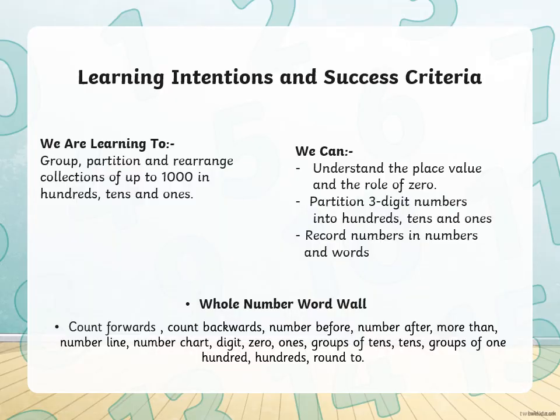Our learning intentions and success criteria are that we are learning to group, partition and rearrange collections of up to 1,000 in hundreds, tens and ones. We can understand the place value and the role of zero, sequence numbers from smallest to largest using a number chart, and partition 3-digit numbers into hundreds, tens, and ones.